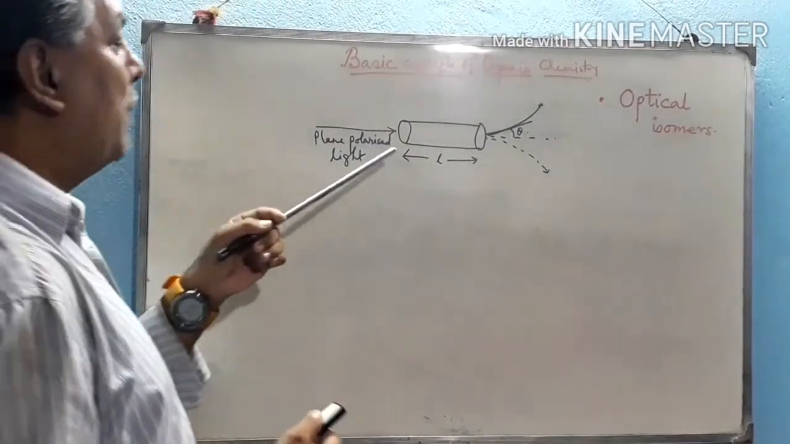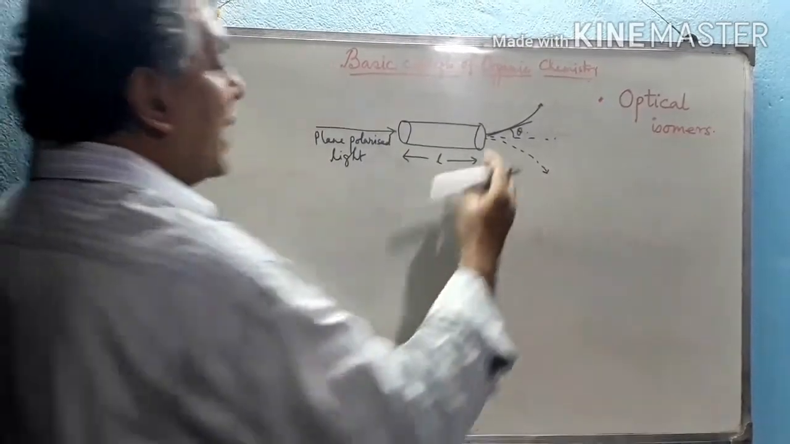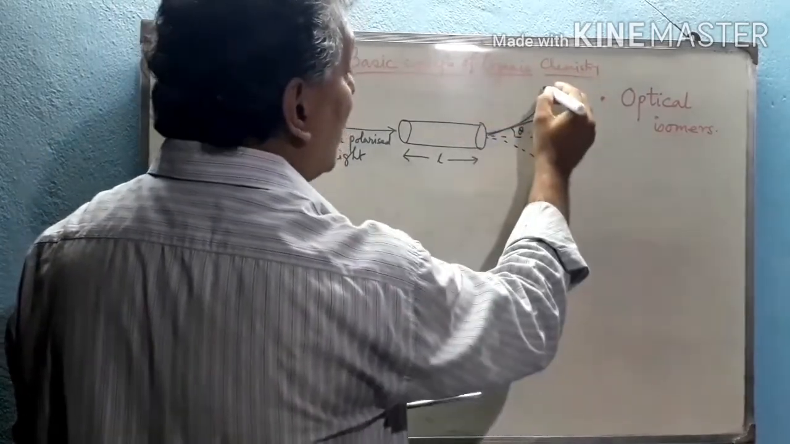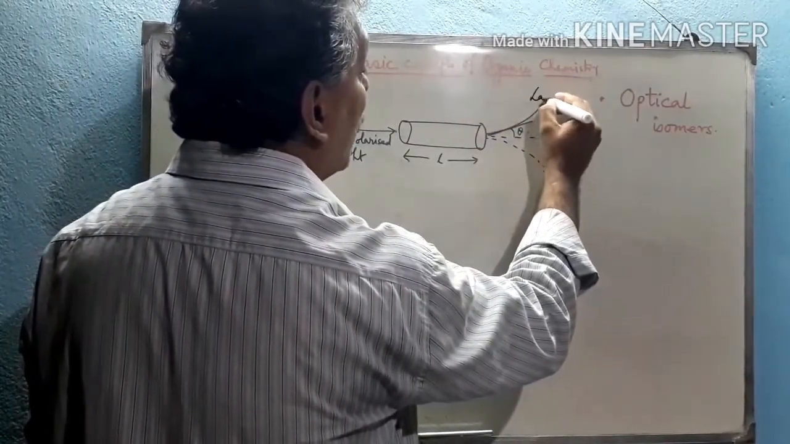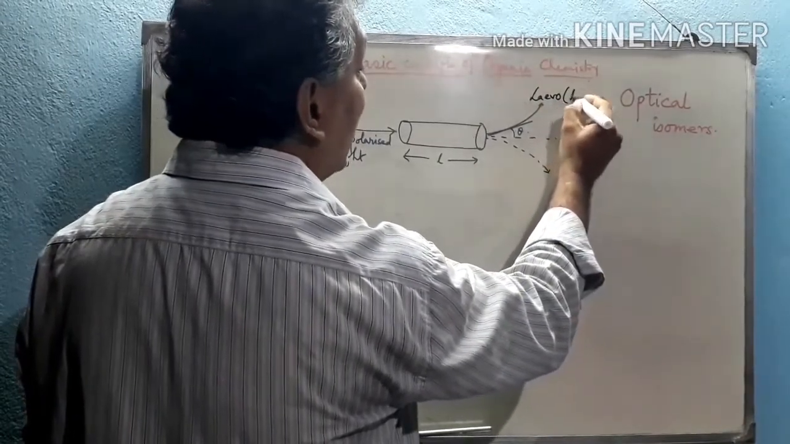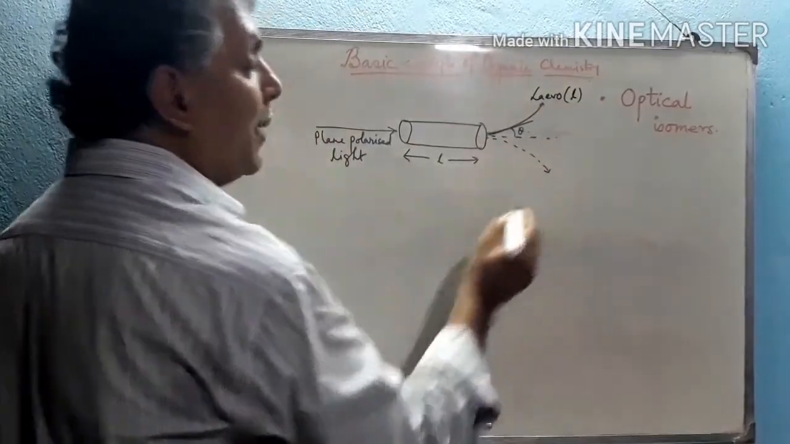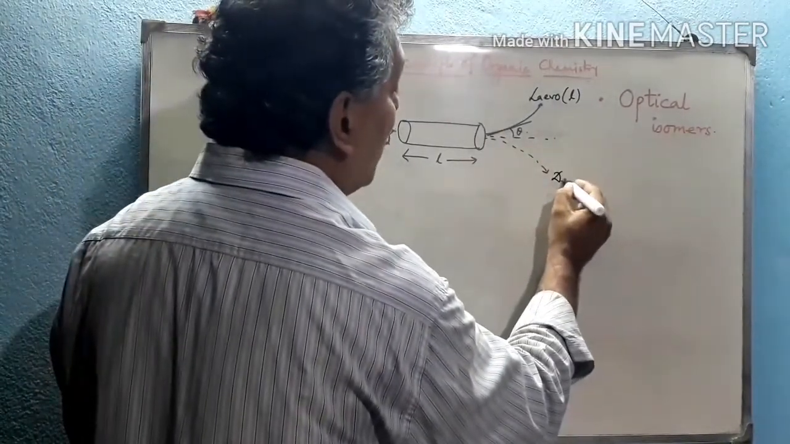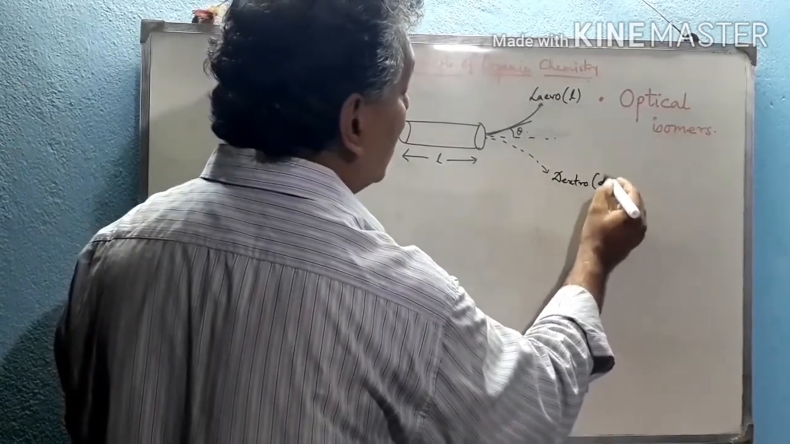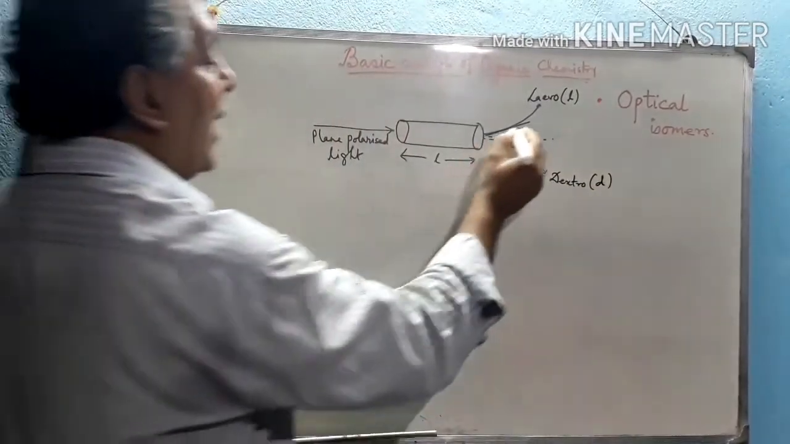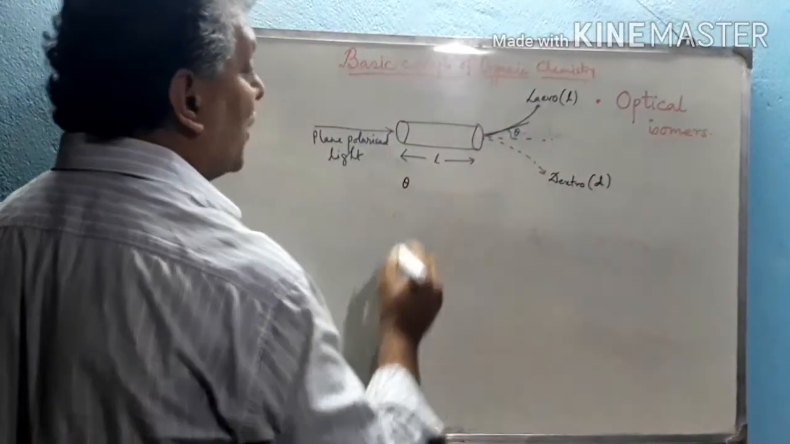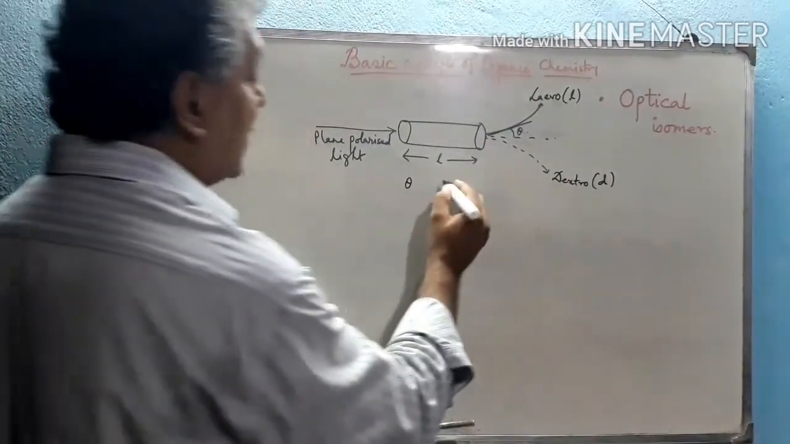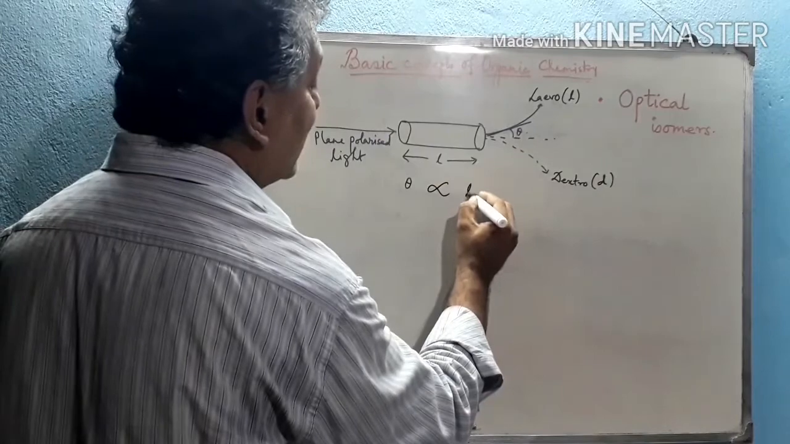That light is called plane polarized light. If a compound rotates it towards the left with respect to its pathway, it is called the levo compound, the levo isomer, denoted by L. And if it rotates the plane polarized light towards the right, it is called the dextro compound, denoted by D. Whatever the angle of rotation theta is, it is directly proportional to the length of the solution.